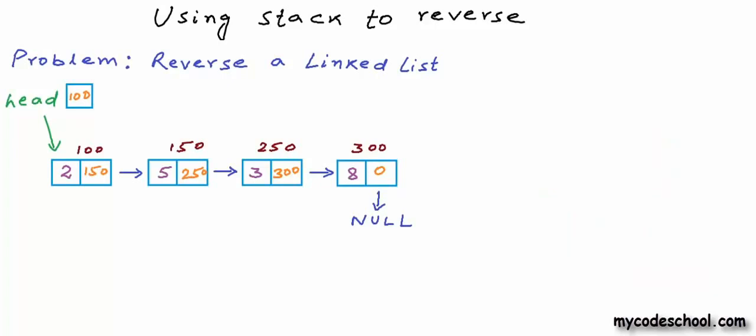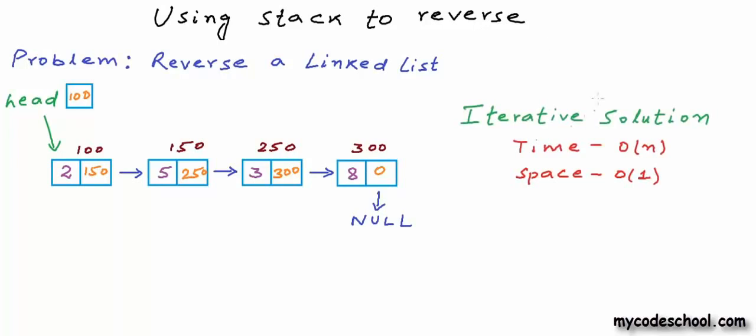One was an iterative solution where we go on reversing links as we traverse the linked list using some temporary variables. Another solution was using recursion. The time complexity of iterative solution is big O of n. Space complexity is big O of 1.